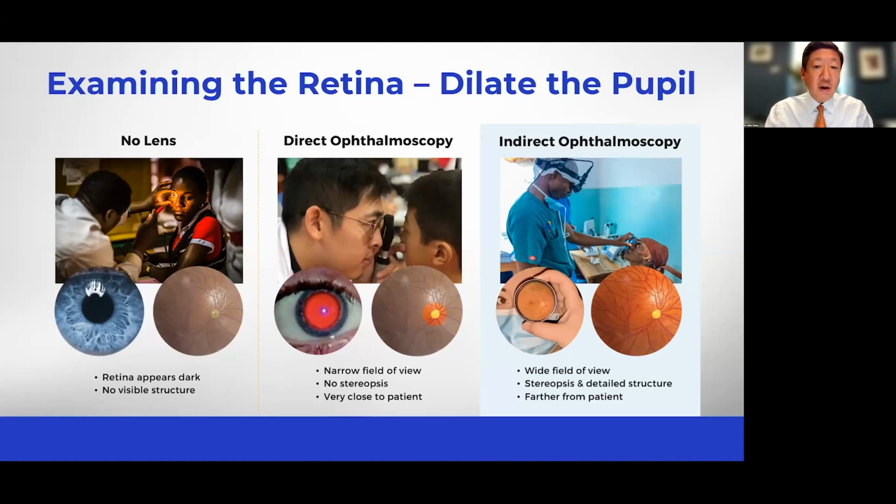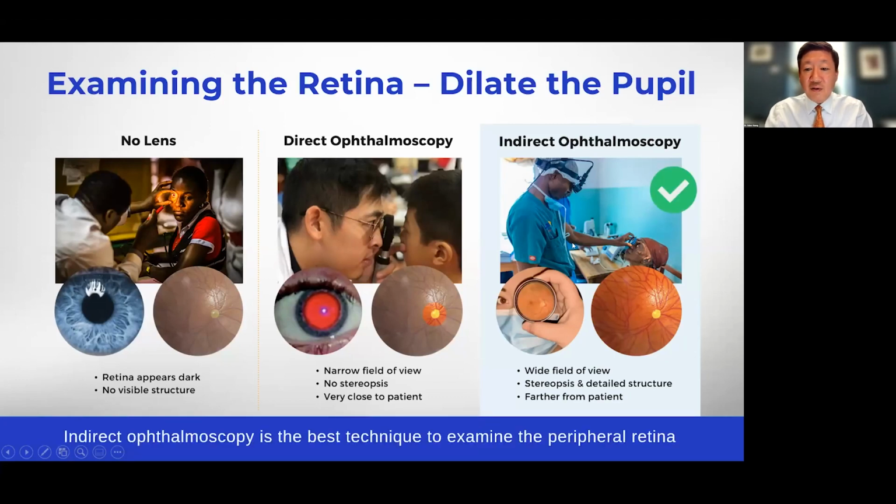And also you're very close to the patient. You can see here that the examiner is stabilizing his exam by actually touching the patient's face, but that is very, very close. And in the pandemic era, perhaps it's better to have a more distant view.